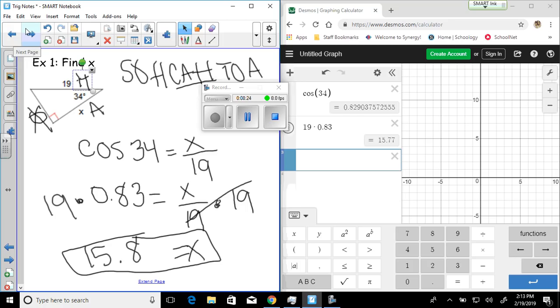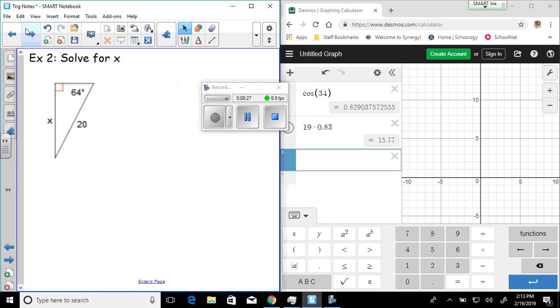Okay, let's try another example. So in example 2, we want to solve for x. So before we even get started, let's make sure we're labeling our adjacent, hypotenuse, and all that good stuff. Here, I always like to do the hypotenuse first. I found my right angle, come across, so I know this is the hypotenuse. I know from the 64, since that's our reference angle, this comes across, so this is our opposite. And then this must be our adjacent.